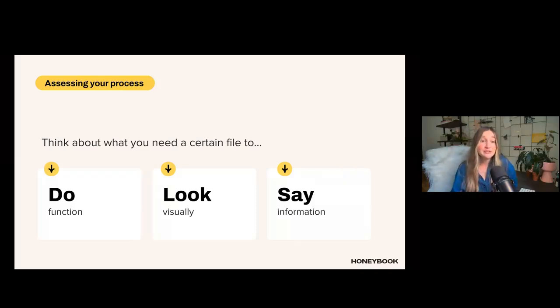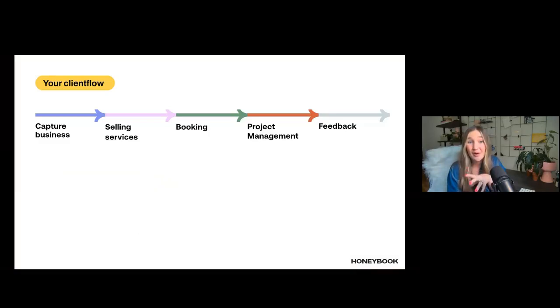And then what do you need a certain file to say? What information are you trying to convey to them? And what information do you need to collect from them, right? So really using these files to set expectations and make sure that you and your clients are aligned and make sure they know what they're getting when they're doing business with you, okay? And visibility into your process here is really a key piece to understanding how to answer these questions and start to build out those files in HoneyBook.